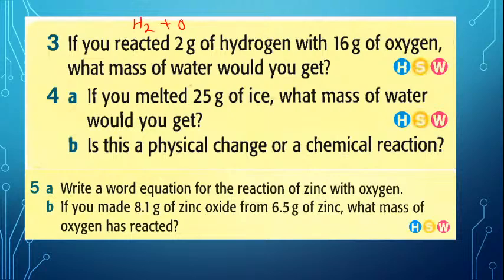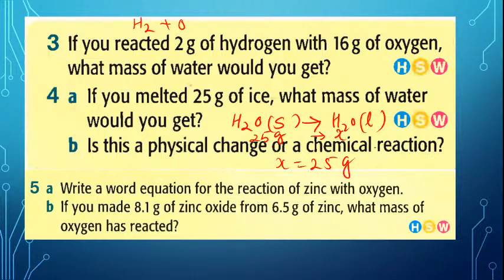So it is a physical change because we are changing ice to water. This is H2O in the solid form, and you are converting it into H2O in the liquid form. So there is no change in the chemical composition, right? And if you have taken 25 gram of ice, what will be the mass of X? X is equal to 25 gram. So what will be the answer? What will be the mass of water you would get? Obviously X is equal to 25 gram.